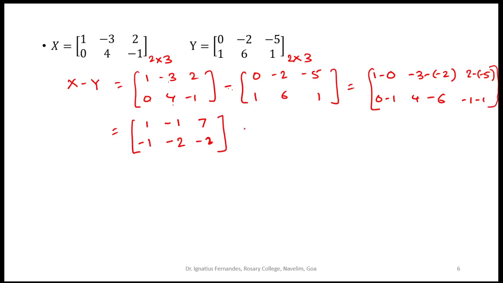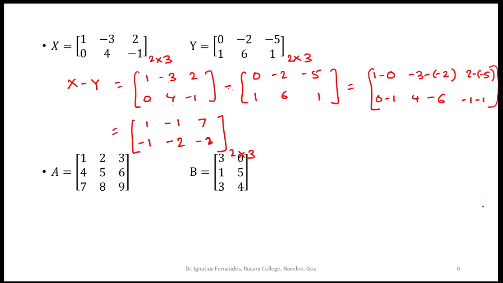So this is X minus Y, and this is also a 2 by 3 matrix. So for matrices to be subtracted, their dimensions should be the same. If I consider these two matrices, which we considered earlier also, A is a 3 by 3 matrix and B is a 3 by 2 matrix. Can I find out A minus B? No, I cannot find A minus B because their dimensions are not the same.